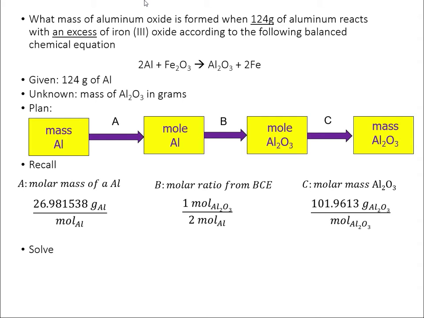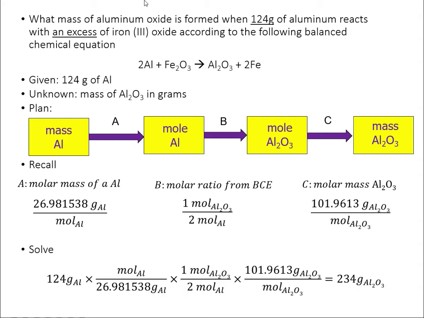So we always start the same way, with what's given to us. When we start with what's given to us, 124 grams of aluminum, we're going to flip the first one so that we can have our grams of aluminum cancel. And then we're going to use step B. We're going to leave that the way it is so we can have our moles of aluminum cancel. And then for step C, we're also going to leave that one the way I wrote it so that we can have our moles of aluminum cancel.